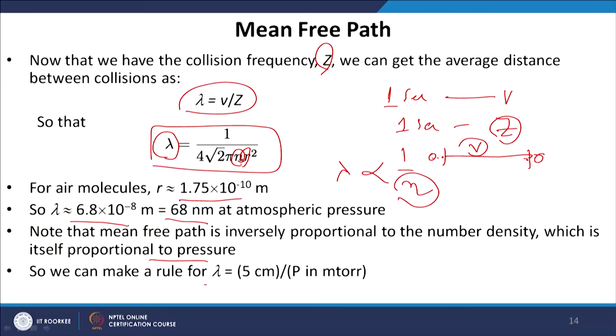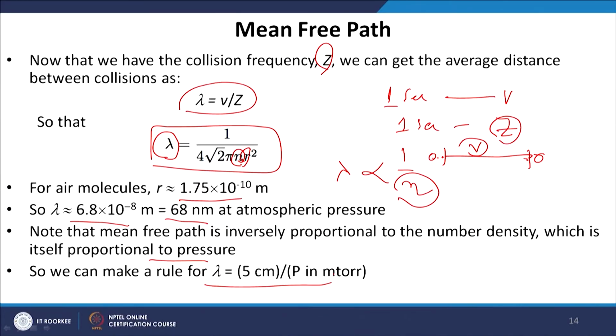Okay. So, we can make a rule that lambda is equal to 5 centimeter by p in millitorr. But what is important is that, starting from Maxwell-Boltzmann statistics, we can derive an expression for the mean free path, which is inversely proportional to the number density of the gas molecules, which is proportional to the pressure of the gas, and that is why the mean free path is inversely proportional to the pressure. As you reduce the pressure, the mean free path will increase, and vice versa.